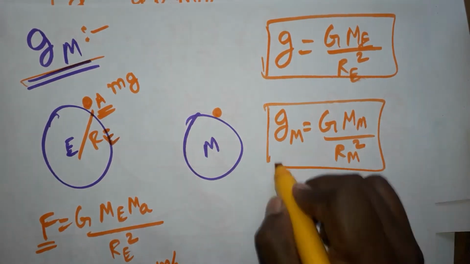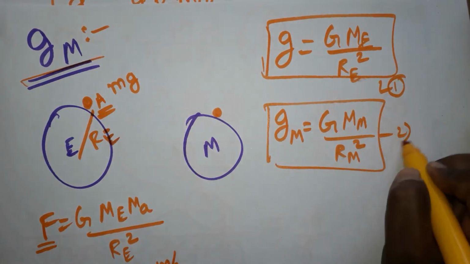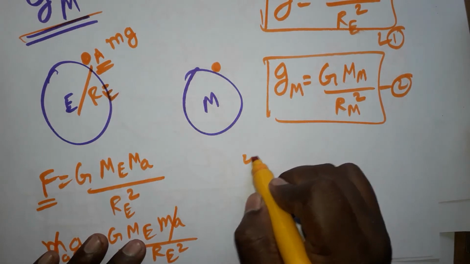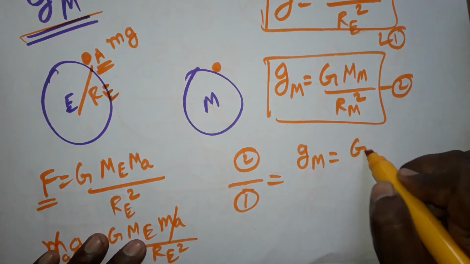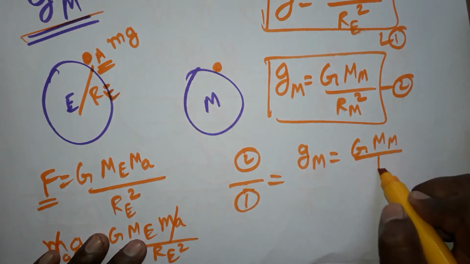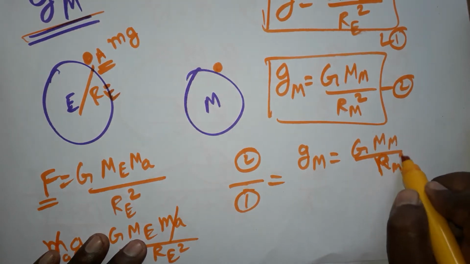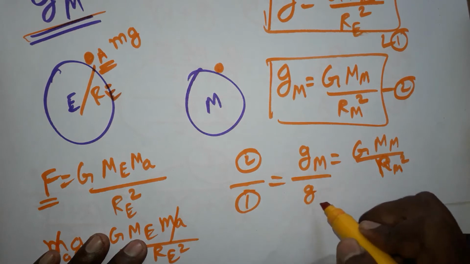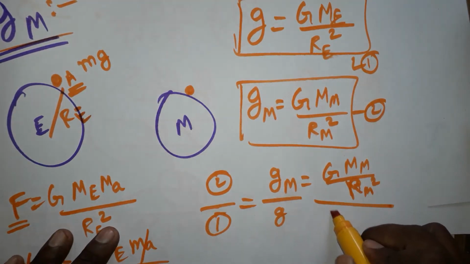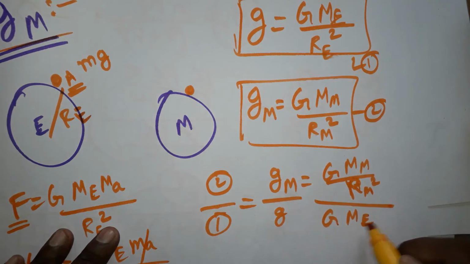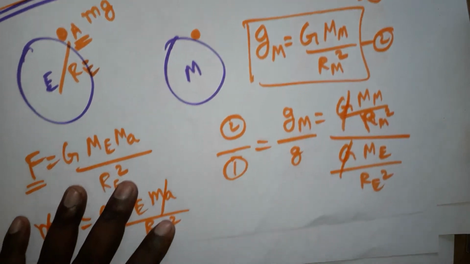So this I am taking as equation 1, and this as equation 2. So equation 2 divided by equation 1 is going to be G times the mass of the moon divided by the radius of the moon squared, divided by G times the acceleration due to gravity on the earth, which is G times the mass of the earth divided by the radius of the earth squared. So the constant term is getting cancelled.